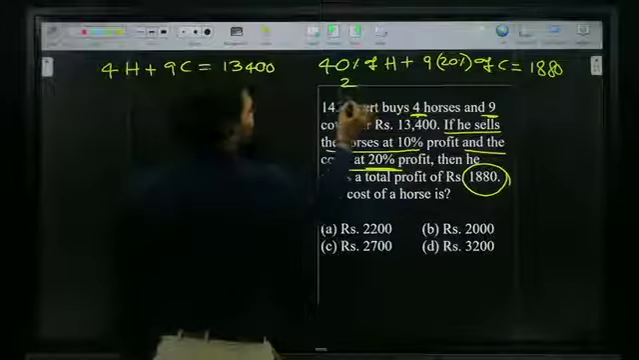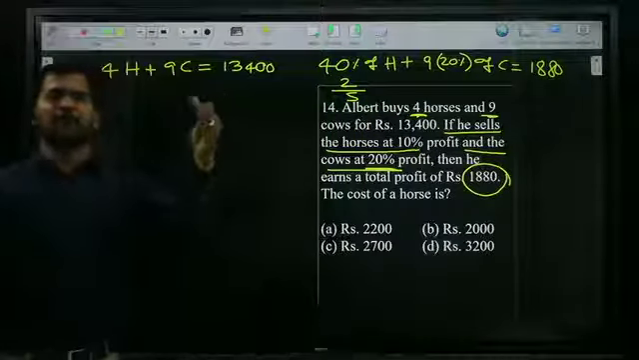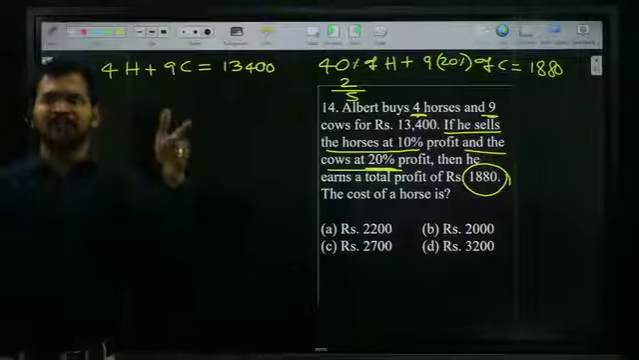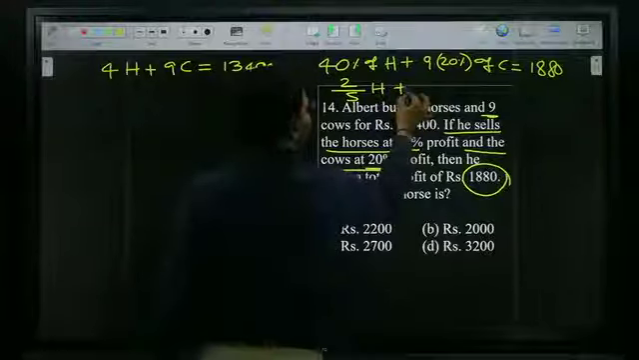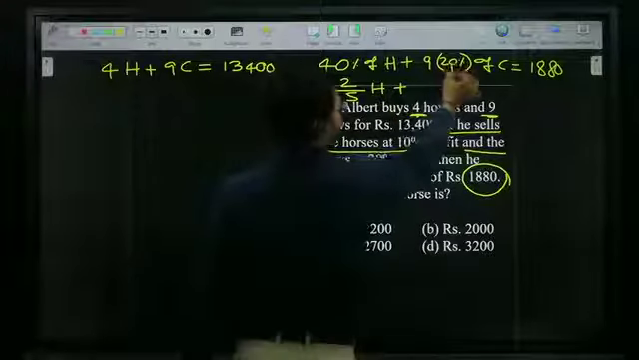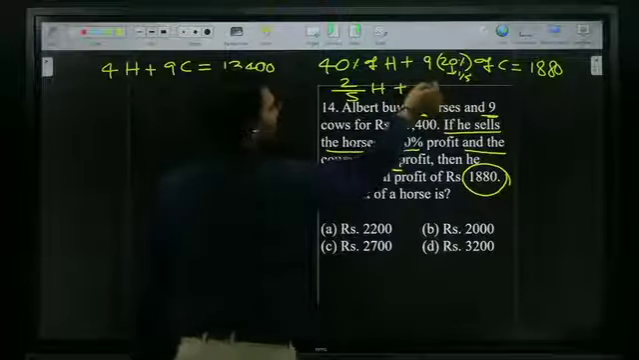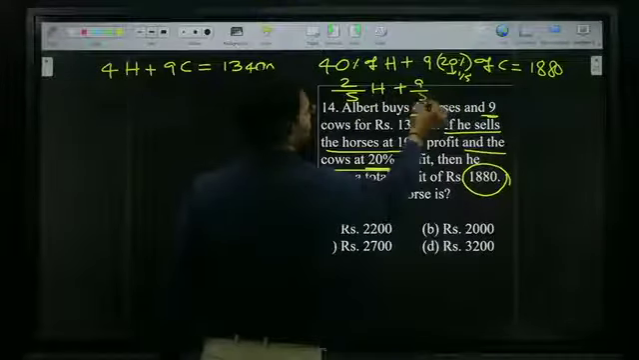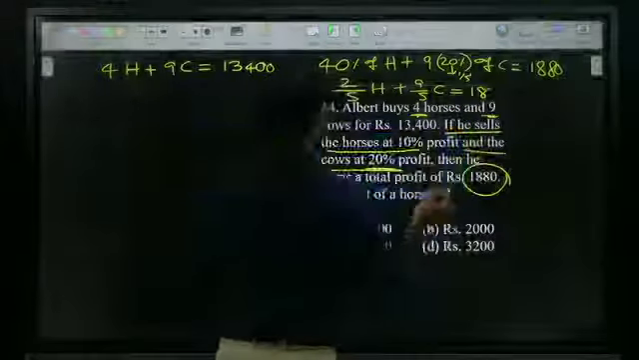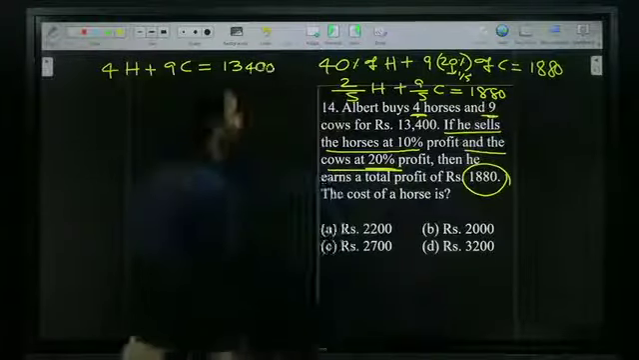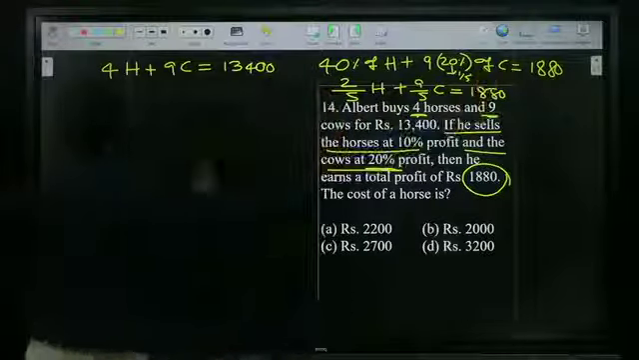40% simply I can write as 2 by 5. I already told you, 20% is nothing but 1 by 5, 40% is nothing but 2 by 5. So 2 by 5 of H plus, 20% is 1 by 5, so 9 into 1 by 5 is 9 by 5. 9 by 5 of C is equal to 1880. If 5 is the LCM, if 5 comes to that side, then what happens?